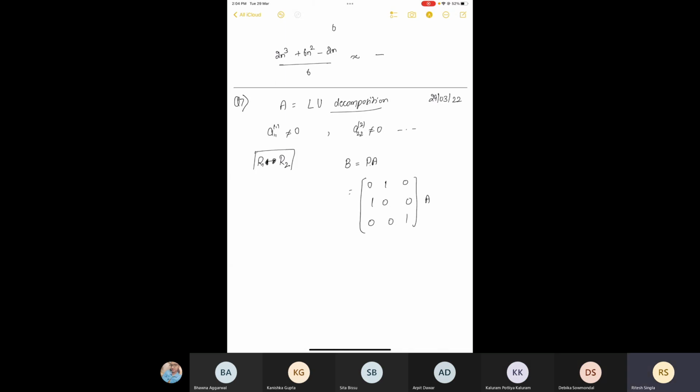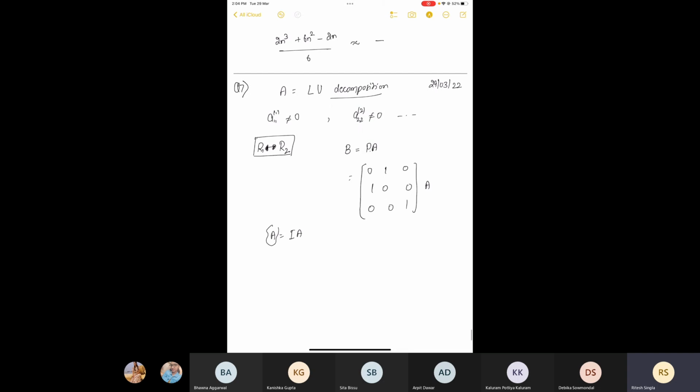R1 is getting replaced with R2. So you are row interchanging R1 and R2. In the identity matrix, you know that A is equal to I into A. So if you do any type of row operations here, it is quite similar to doing row operations here, right?